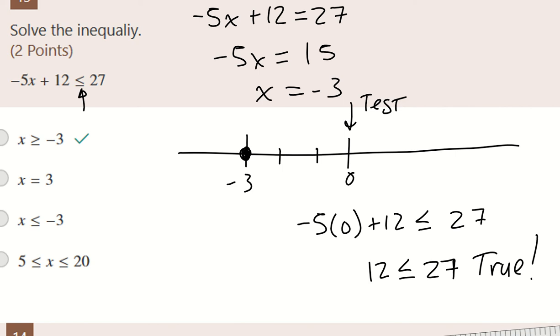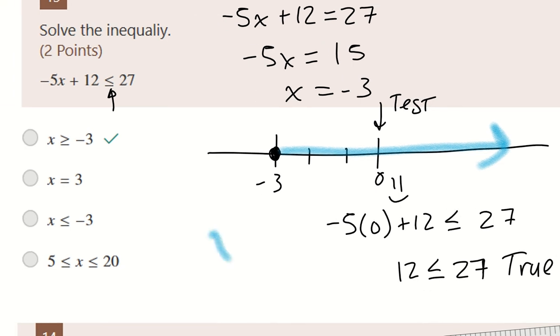So because that's true, I know this is the side that makes this inequality true. So we shade everything in this direction. All of these values going off to the right are solutions to this. So that's why the answer is x's that are larger than or equal to -3. So this is the answer.